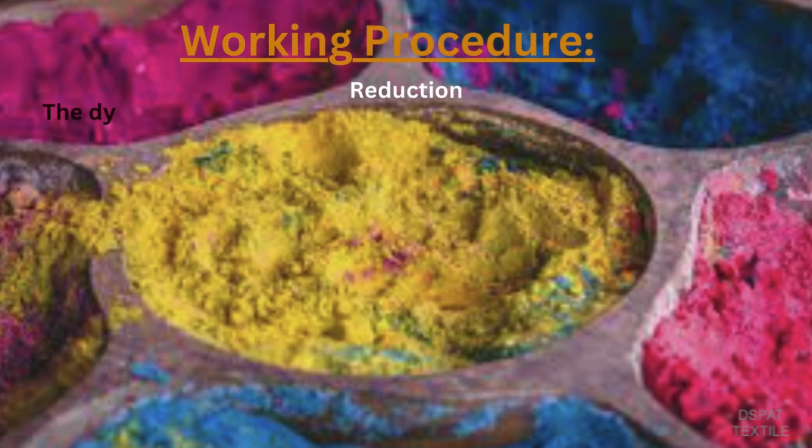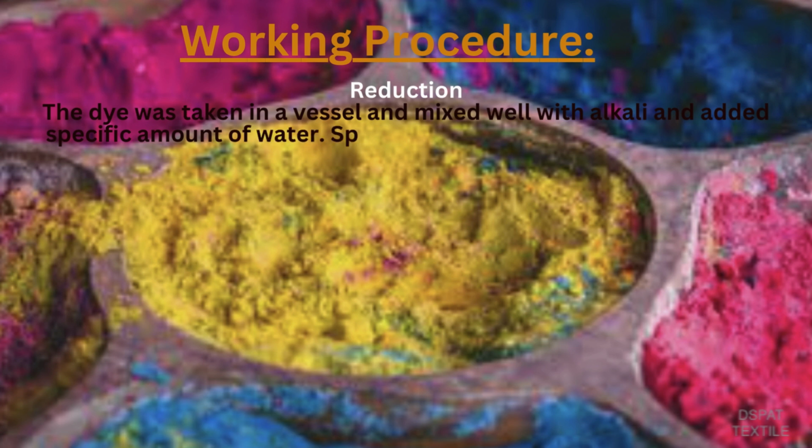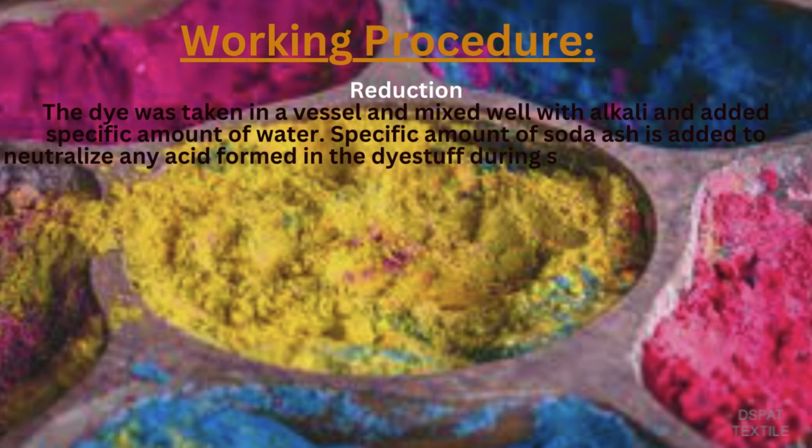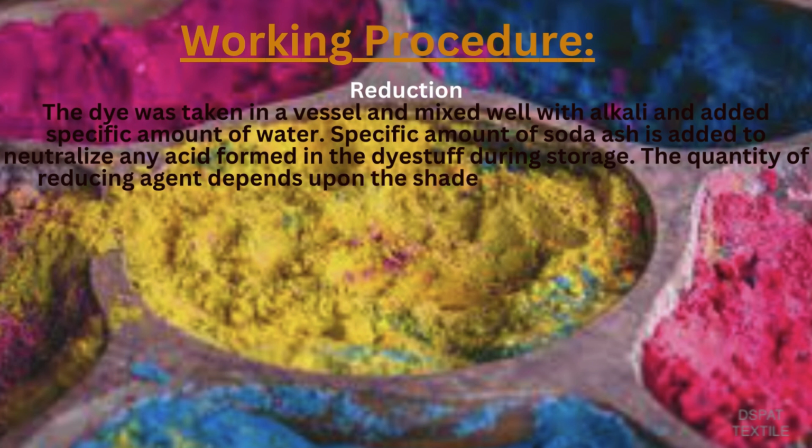Working procedure. Reduction. The dye was taken in a vessel and mixed well with alkali and added a specific amount of water. A specific amount of soda ash is added to neutralize any acid formed in the dyestuff during storage. The quantity of reducing agent depends upon the shade depth and ml of the bath.